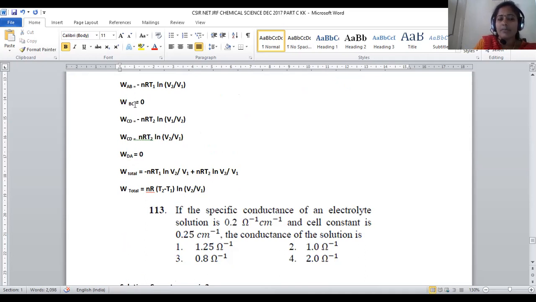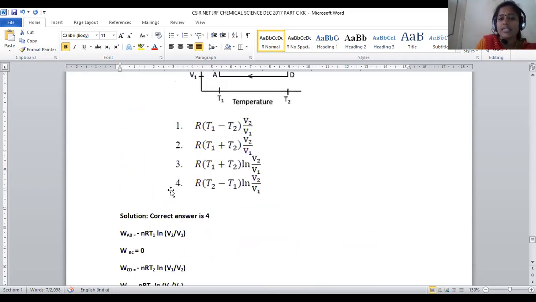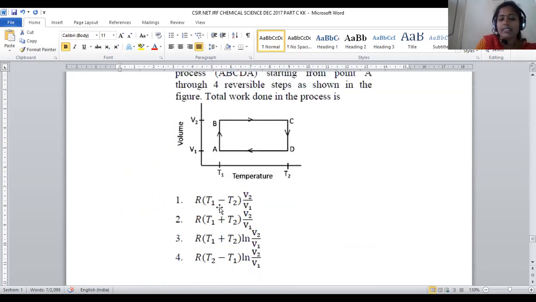Now, total work done is equal to WAB plus WBC plus WCD plus WDA. All 4 are to be added. But here these two terms are 0, so they need not be considered. Only WAB and WCD values are to be added. Minus nRT1 ln V2 by V1 plus nRT2 ln V2 by V1. Now, it is possible to take the common terms: nR (T2 minus T1) ln V2 by V1. This will be the total work done in the cyclic process for this given ideal gas.